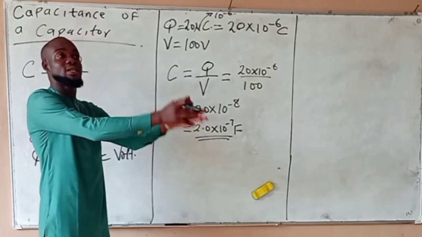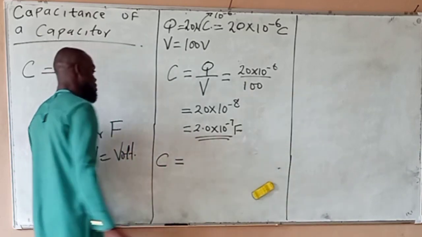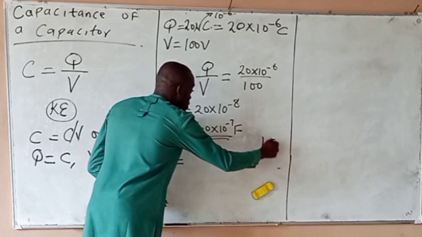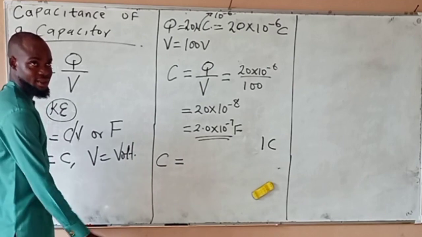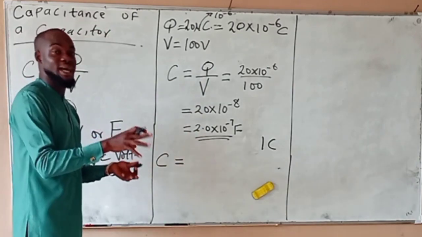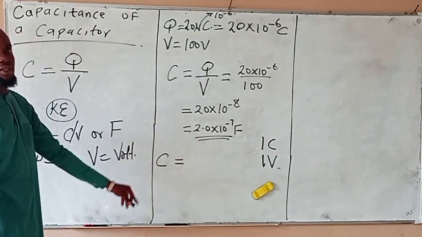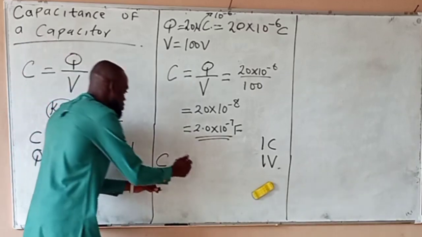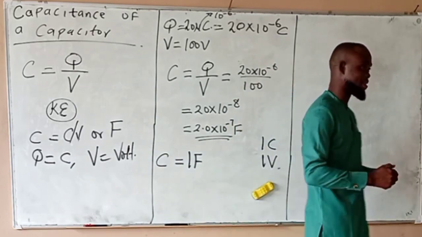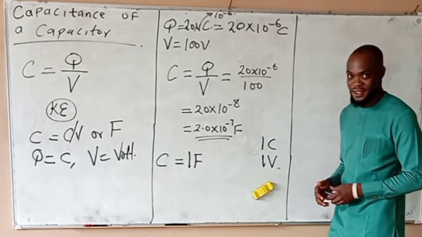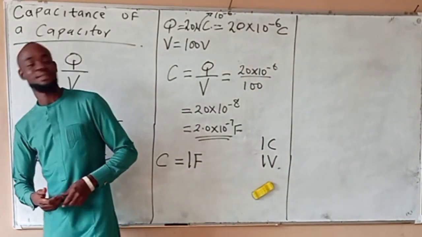Obtain the capacitance of a capacitor that holds a total charge of 1 coulomb, if the PD across the capacitor is 1 volt. The capacitance will be 1 farad. Try and solve that yourself, I know you can do it. The capacitance will be 1 farad.